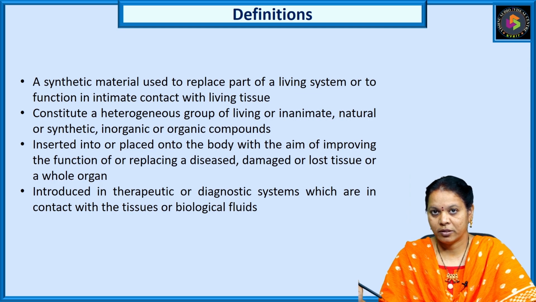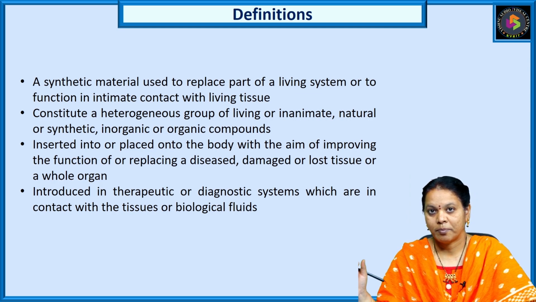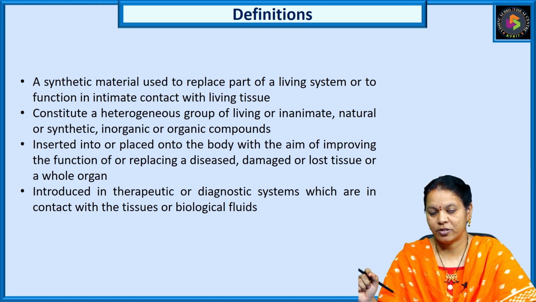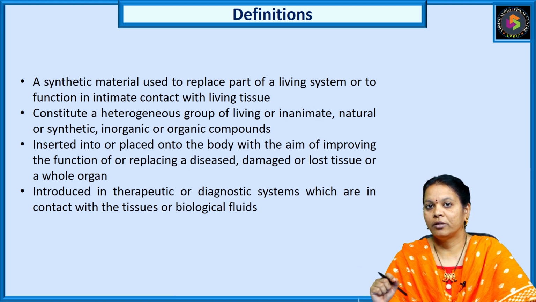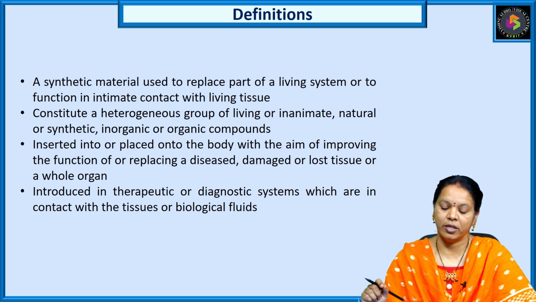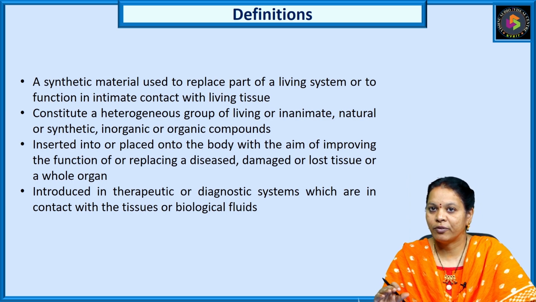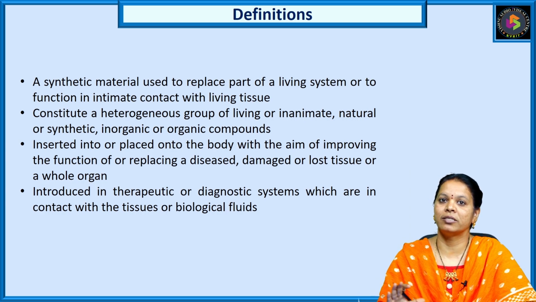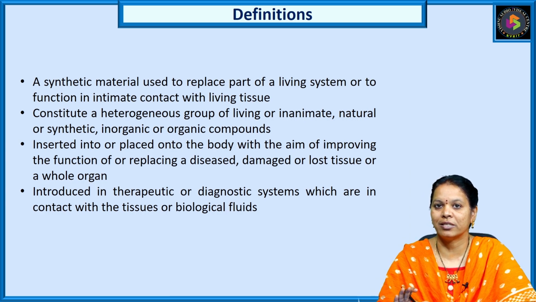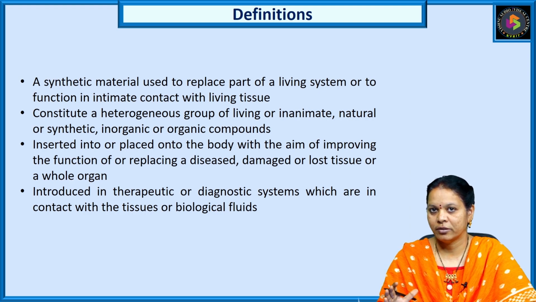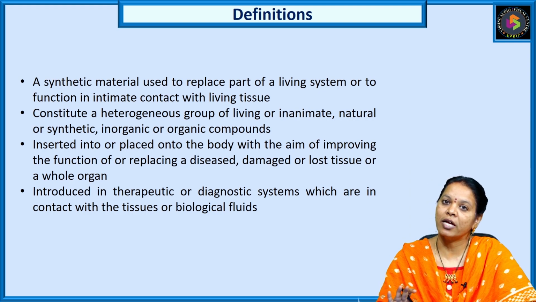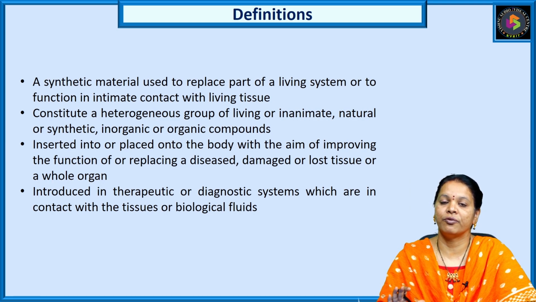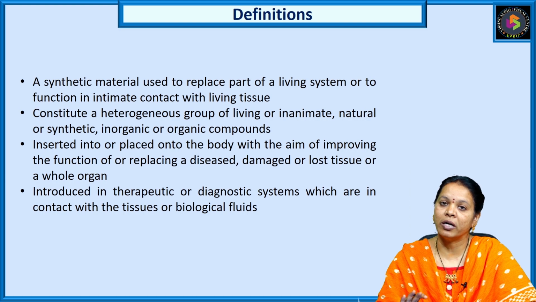A biomaterial is a synthetic material which is used to replace part of the living system which is damaged or diseased, and to replace its function when it is coming in close contact with the living tissue. Meaning that if a tissue is damaged to some extent and we want to remove that tissue and assist it with an additional artificial synthetic material, then that would be called a biomaterial. In the process, it also has to satisfy the biocompatibility feature, wherein the material after coming in contact with the tissue should not show any adverse effects.